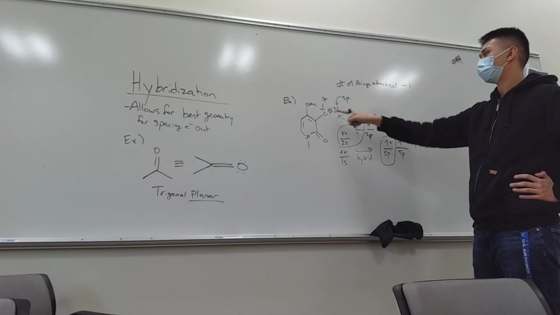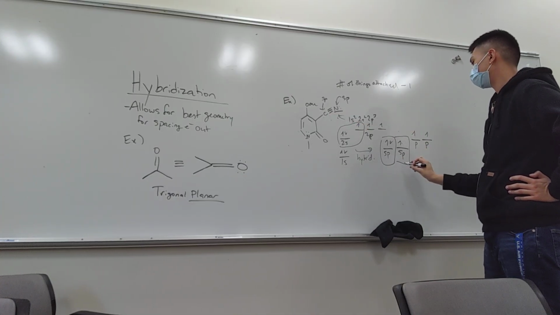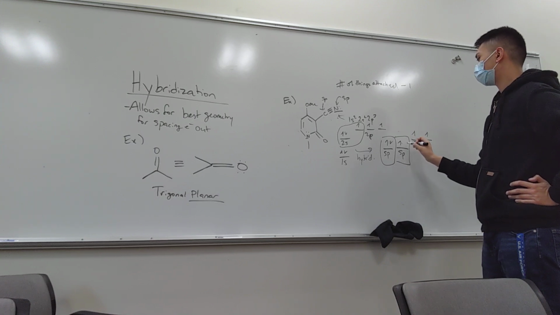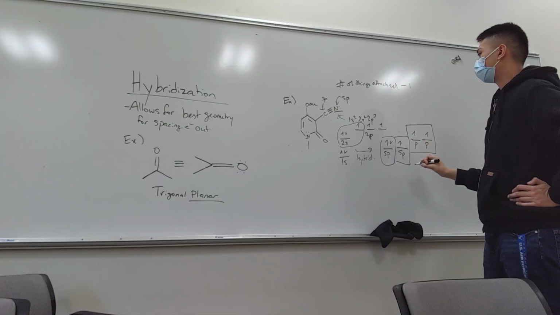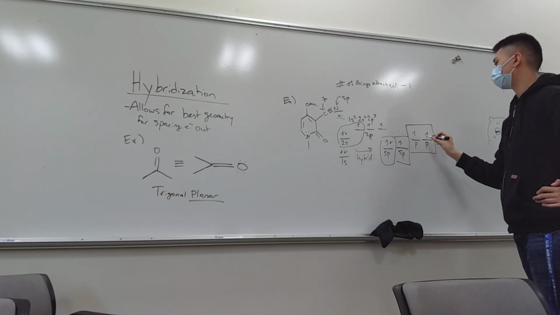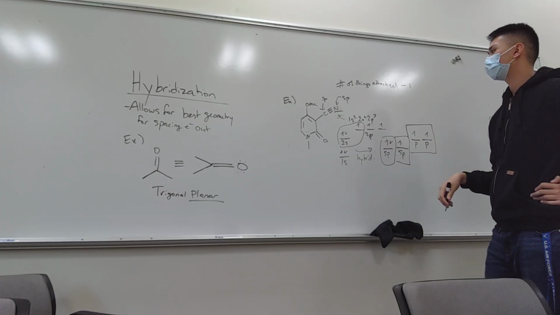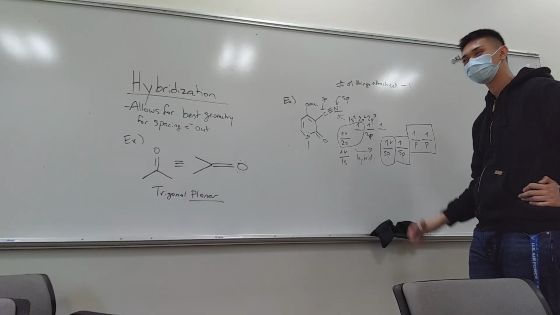Nitrogen makes one single bond, dictated by this sp orbital with 1 electron, and 2 pi bonds, because it has 2 p orbitals that it can use to make those 2 pi bonds.